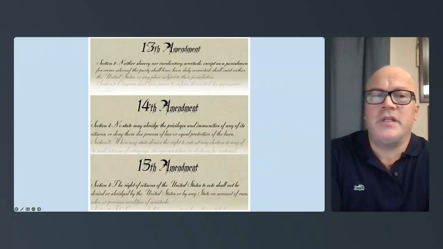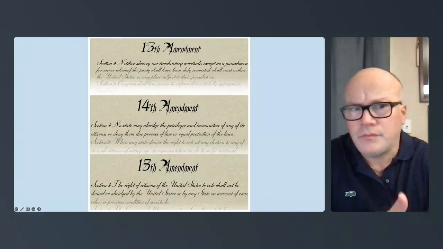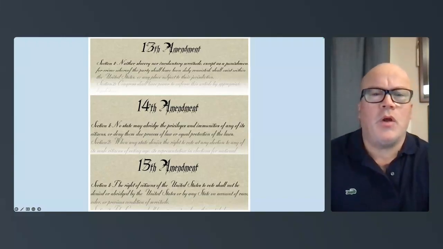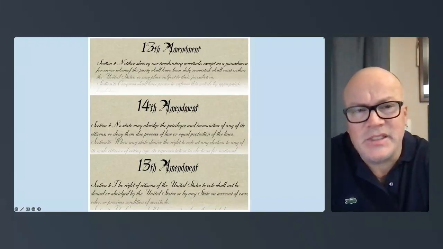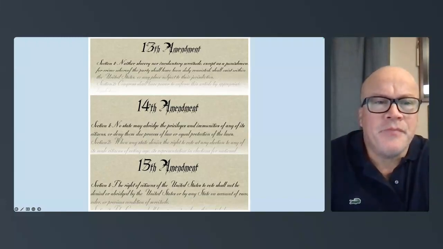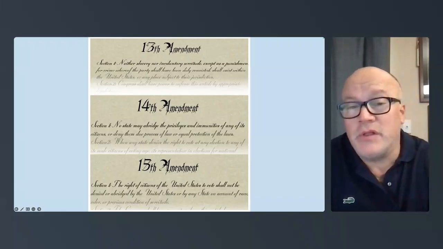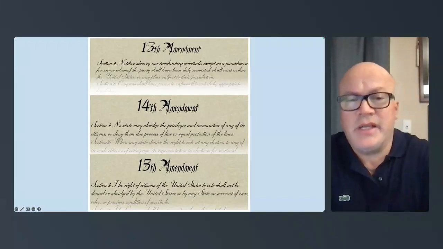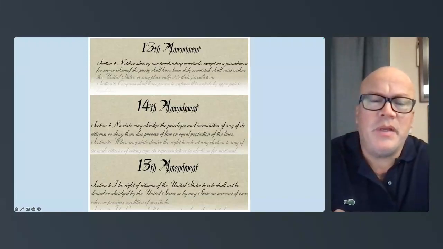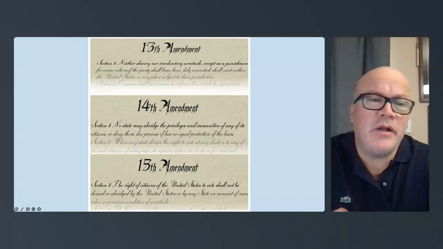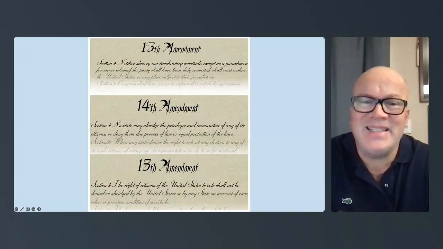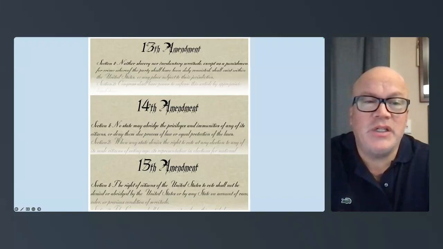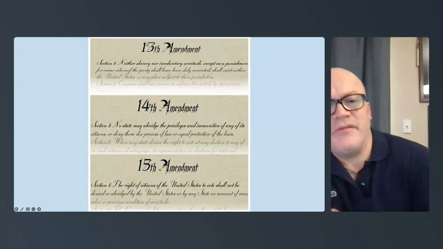First up, we have the 13th, 14th, and 15th Amendments. These are known as the Reconstruction Amendments, and they were all passed between 1865 and 1870, 5 years immediately following the Civil War. The 13th Amendment abolishes slavery. It was ratified in 1865. The 14th Amendment, which requires equal protection under the law to all persons, was ratified in 1868. And the 15th Amendment, which bans racial discrimination in voting, was ratified in 1870.